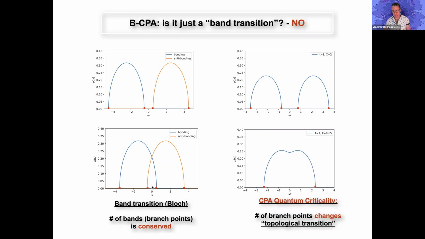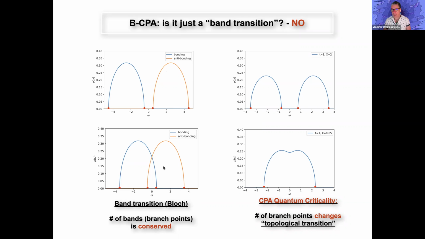So each part of the spectrum is a branch cut, and these two edges are branch points at the end of these branch cuts. So when the bands are split, we have 4 branch points. When the bands are overlapping, we still have 4 branch points. So there is no qualitative change. If you follow each band across this band split transition, it evolves smoothly and analytically. Nothing happens to the band. Each band doesn't even know whether it is overlapping with the other one or not.